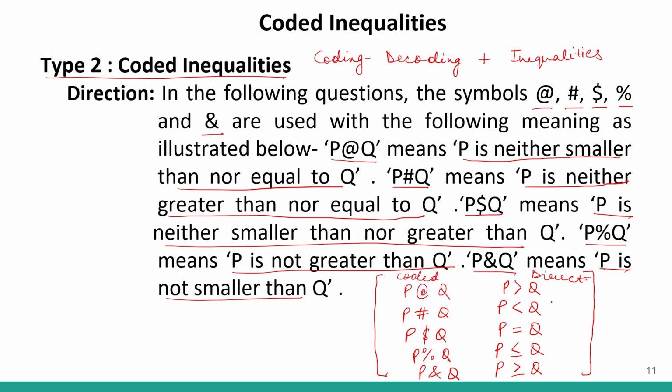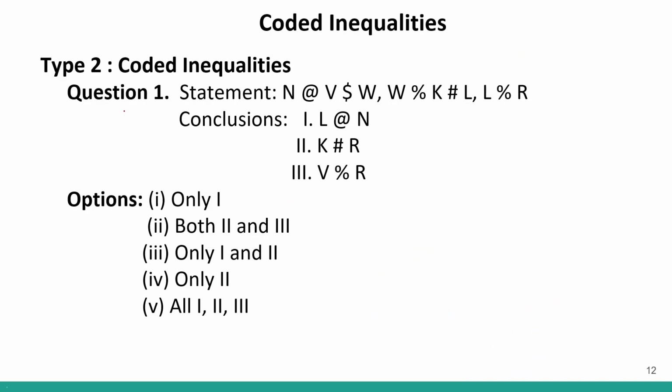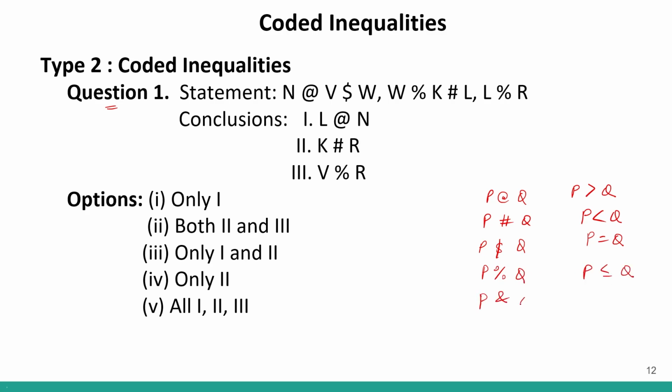Okay. Now, let us look at question number 1. So let me quickly write. P at the rate q means p is greater than q. P hashtag q means p is smaller than q. P dollar q means p is equal to q. Similarly, p percentage q means p is smaller than equal to q, and p and q means p is greater than equal to q. So these were the coded inequalities or the coded directions.